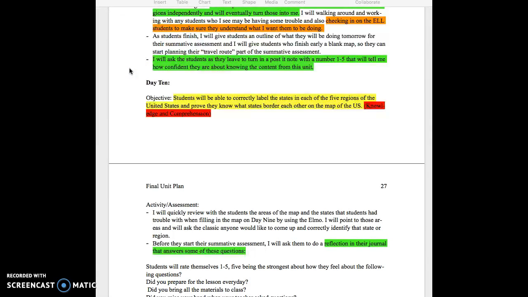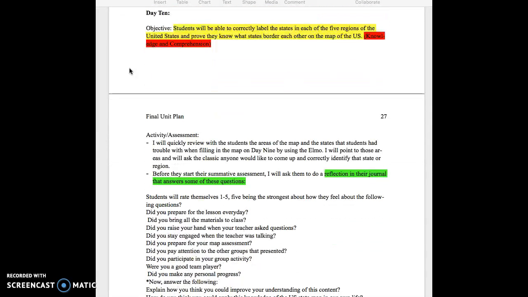I'm going to ask the students as they leave to turn in a post-it note with the numbers 1 through 5 telling me how confident they are about the summative assessment tomorrow, just in case I need to give any extra prep time or study time before the summative assessment, so that I can plan on doing that.